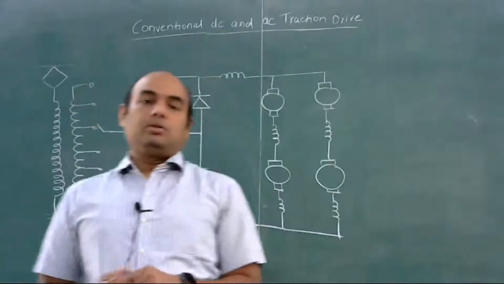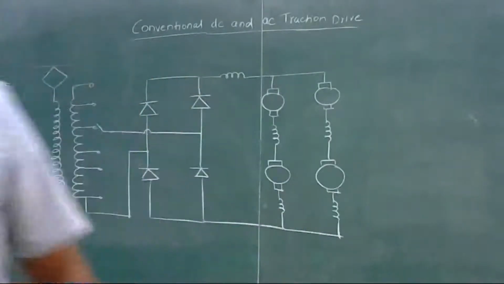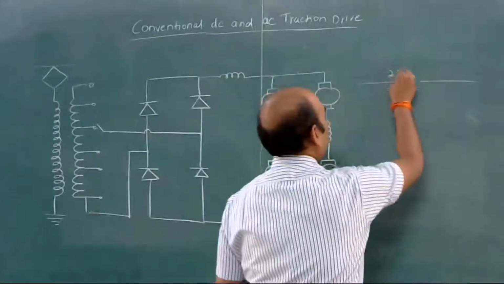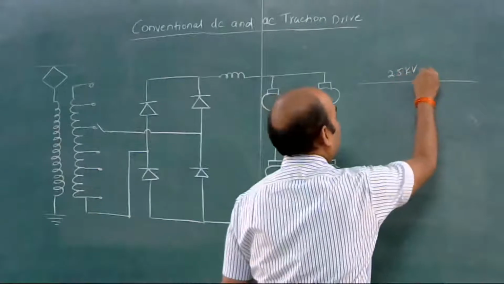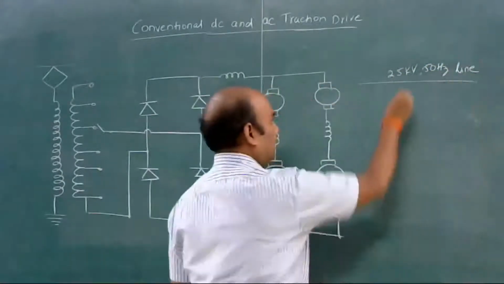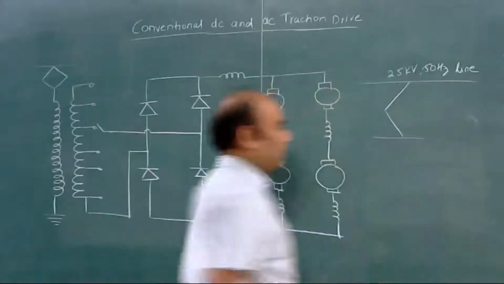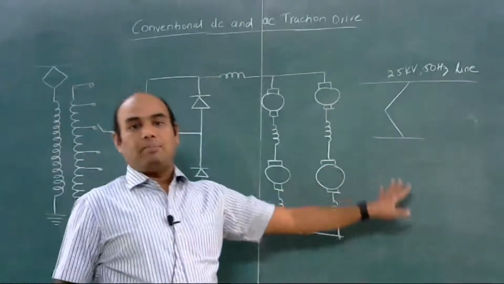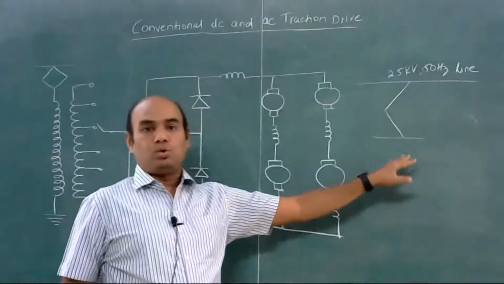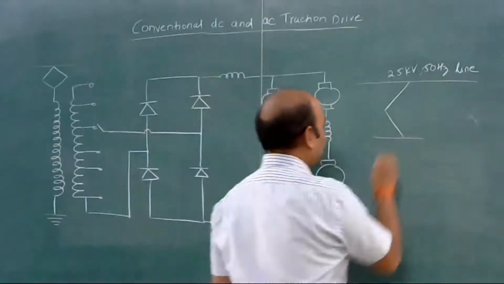So we get power. Locomotives get power through the overhead transmission line, that is a 25 kV 50 hertz line in India, by using a pantograph. And it is connected to the primary of the transformer, which is housed in the locomotive.